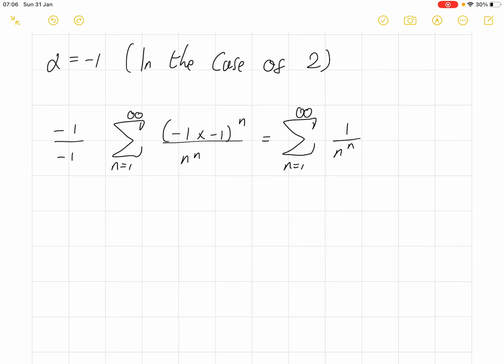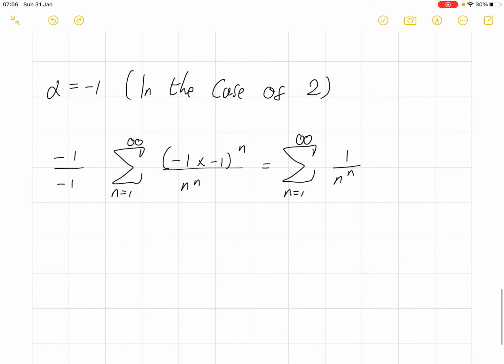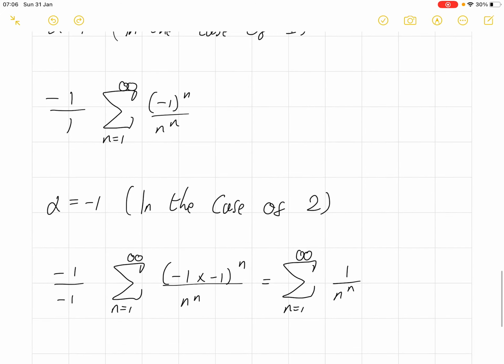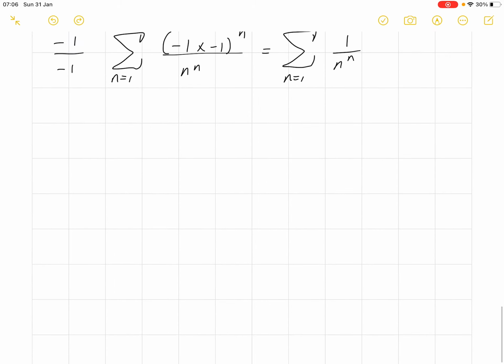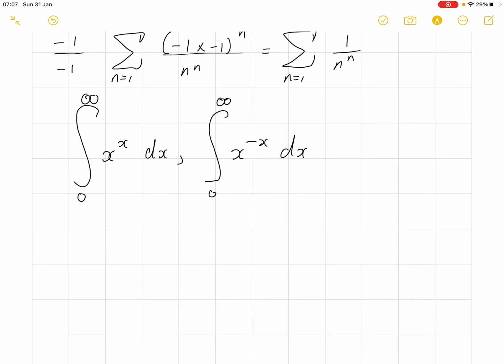In the next video, we're going to look at this case and we'll explore exactly why this isn't very useful, but this is very useful.